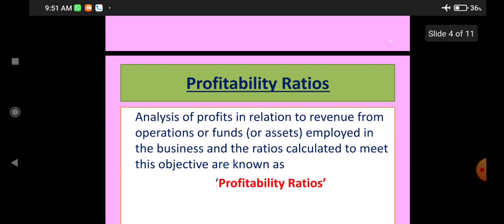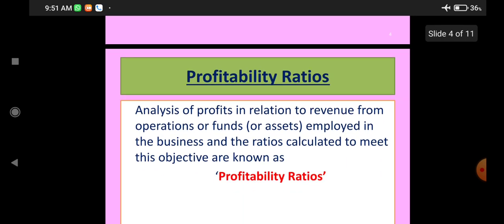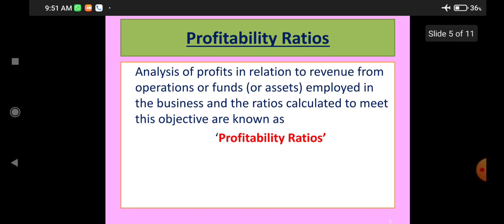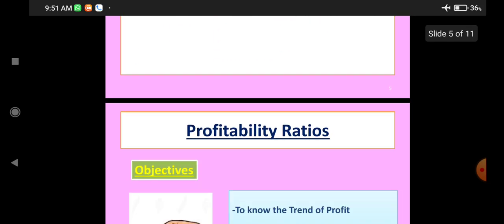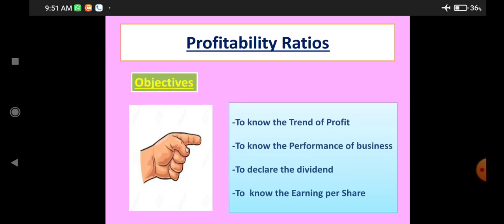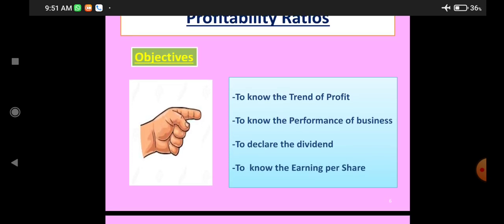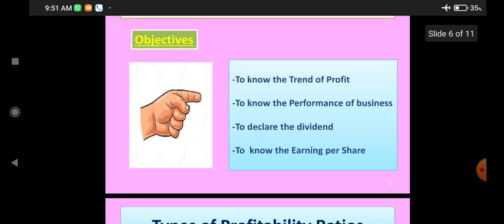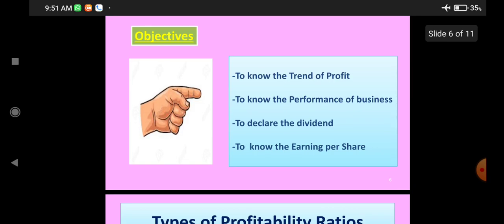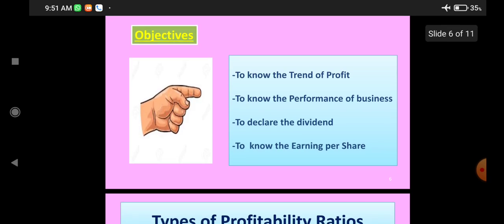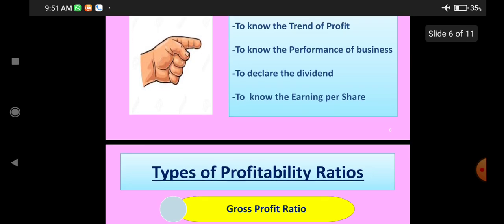Profitability ratio is one of the tools of analyzing financial statements. To know the profitability position and the efficiency of the business, the profitability ratios are calculated. The main objective of profitability ratio is to know the trend of the profit, how far we are earning profit regularly or not, to know the performance of the business, to declare the dividend for the shareholders, and to know the earning per share. So this is a very important one.